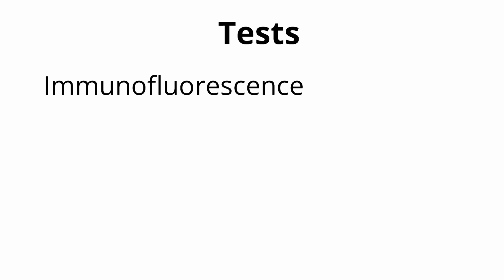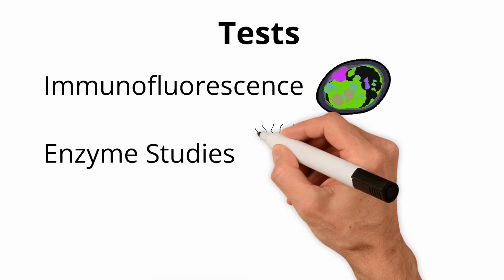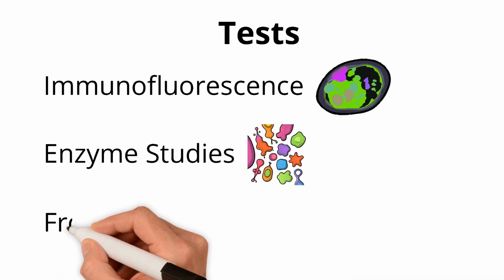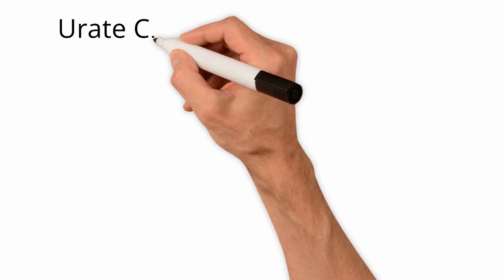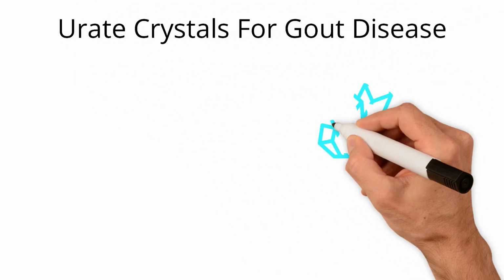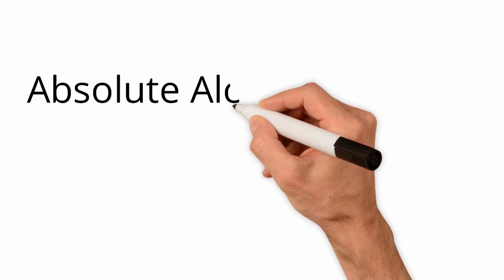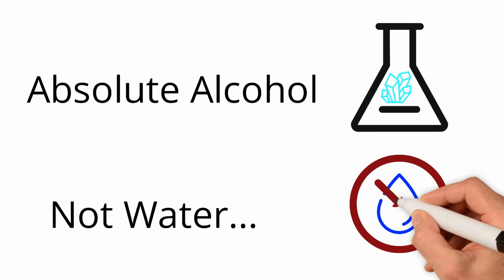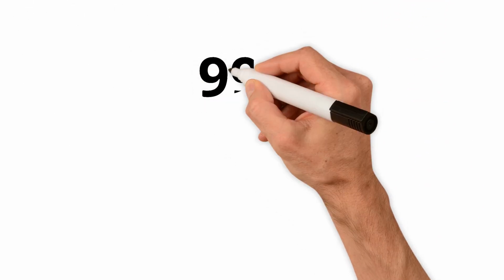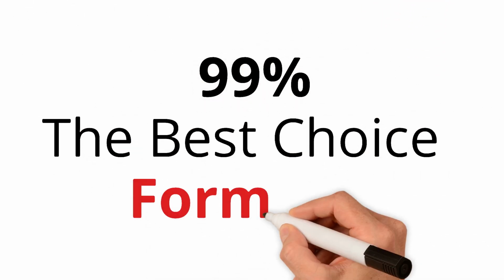For tests like immunofluorescence, enzyme studies, or a rapid diagnosis, the tissue must be frozen right away. Also, another example is when we want to preserve urate crystals for gout disease. These types of specimens are fixated in absolute alcohol because the urate crystals dissolve in water. But usually, in my experience as a histotechnician, 99% of the tissue that comes through the lab uses formalin as a fixative to preserve the specimen.